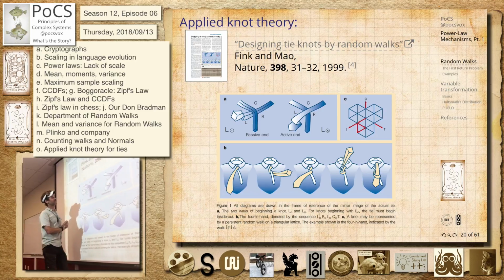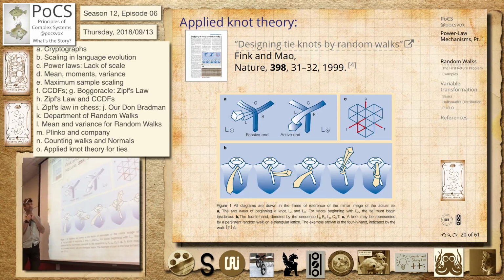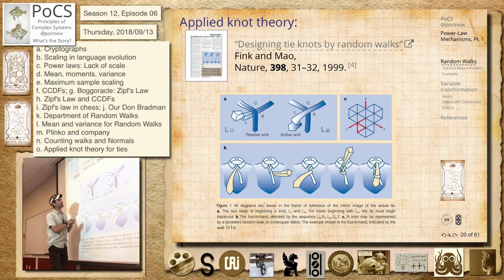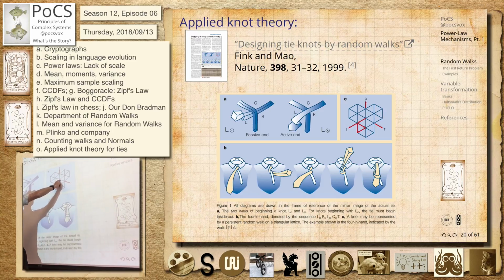But the idea was, what are all the possible ties? So let's enumerate all possible ties that might exist. And it was from a random walk on a hexagonal lattice idea. And so it was structured like this, right?